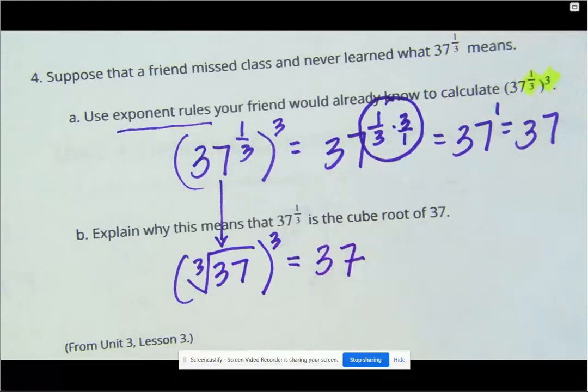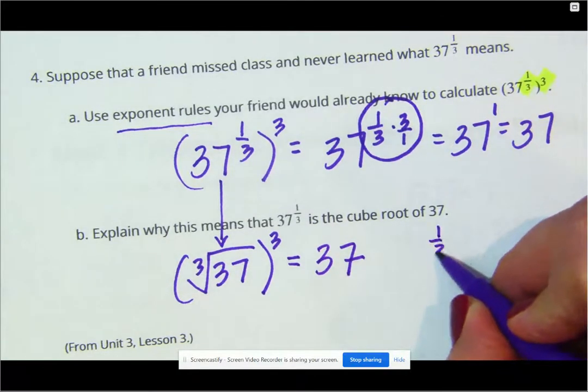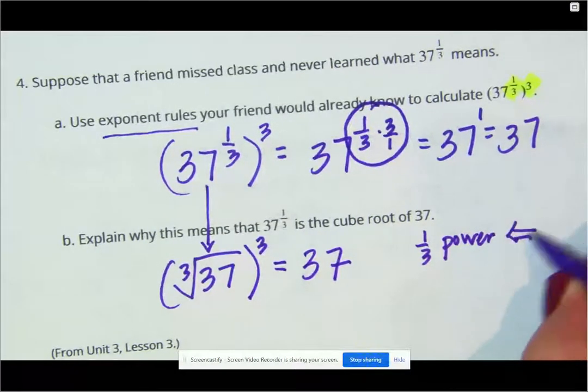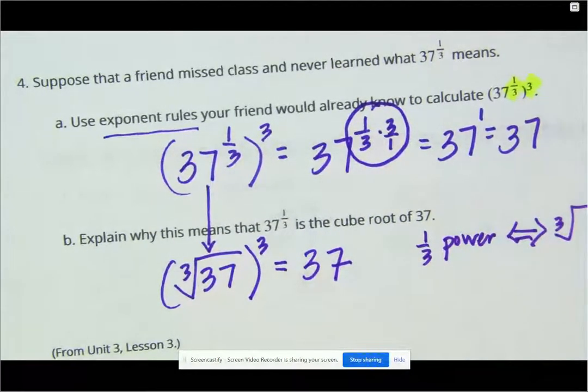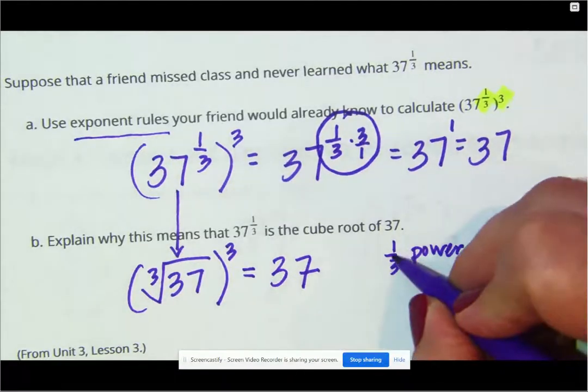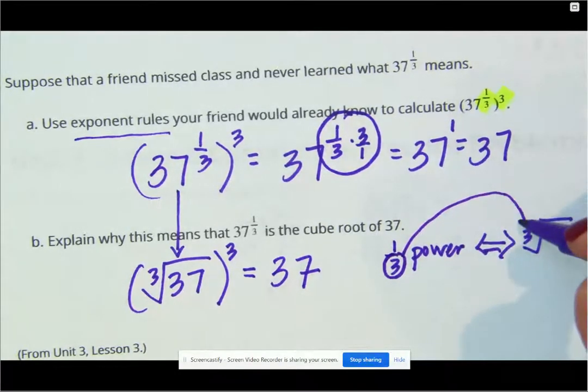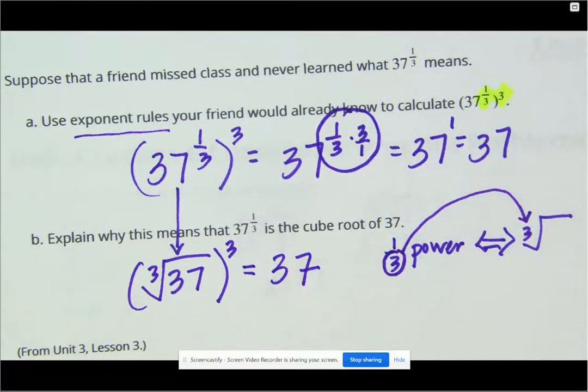So that means that the 1/3 power means cube root. This number down here in the denominator, that's the root we're taking. And that's a review from lesson number 3. Oh yeah, it says it right here. All right, number 5, another review question.